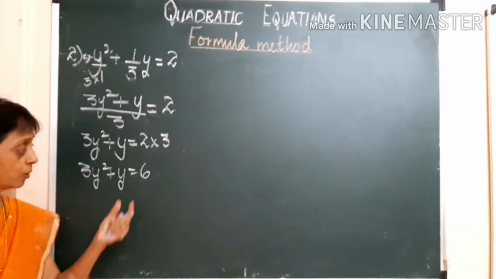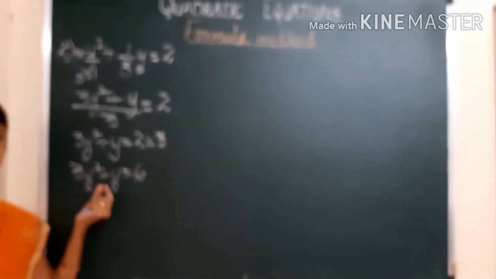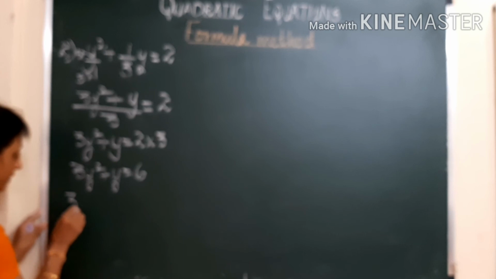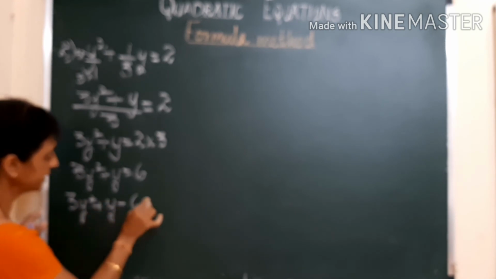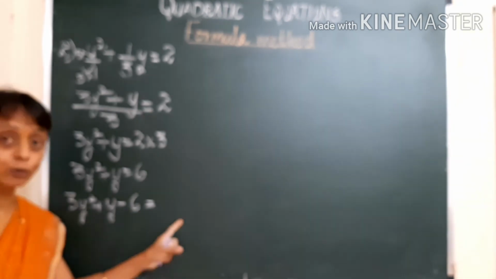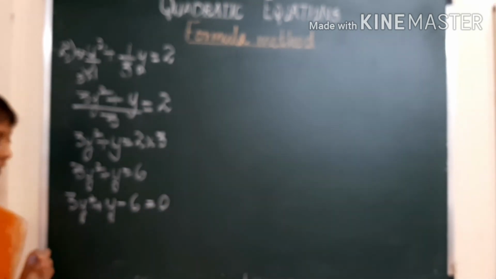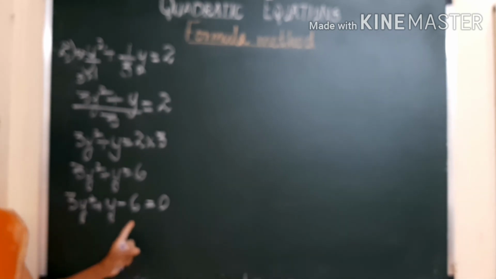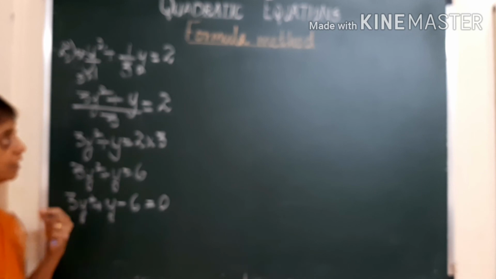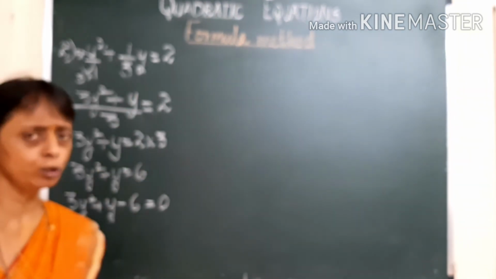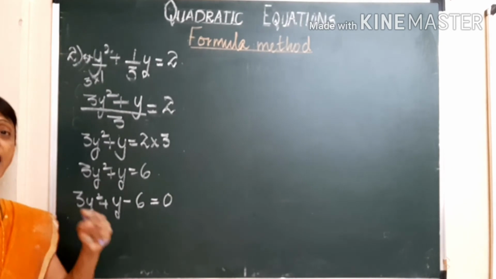What do you do now? Plus 6 goes on the left hand side. So positive becomes negative. So 3y square plus y minus 6 which is equal to, when there is no term over there, it is written as 0. So this is the equation that you get. Now from this equation in the formula method, what do you jot down? You jot down the values of A, B and C.